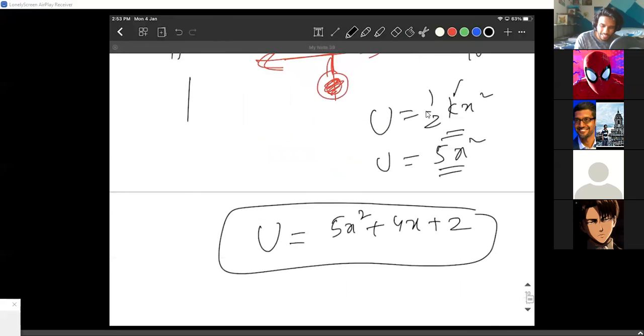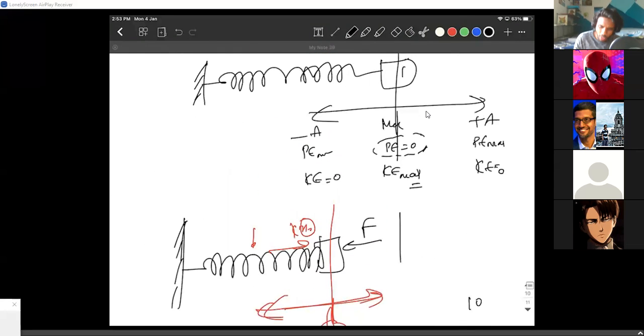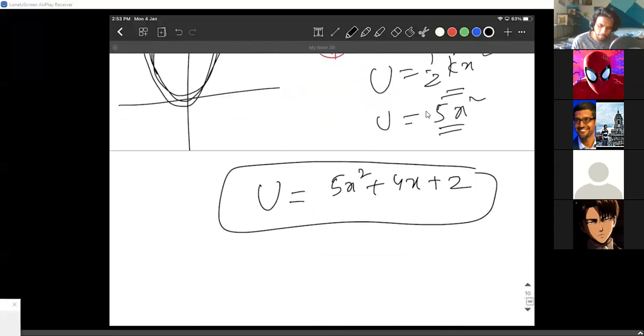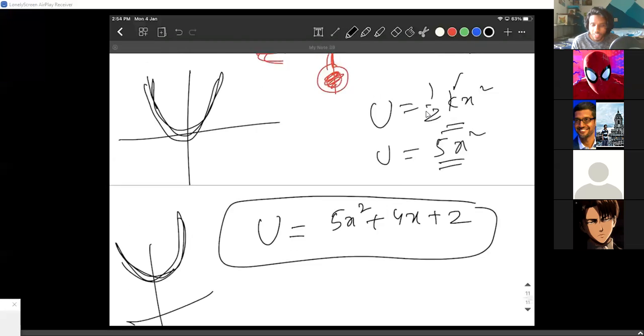Guys, is this a parabola? Yes, sir. Let me draw it properly. This is clearly a parabola. You all agree? Yes, sir. But would you say that this is not a parabola? This is also a parabola. Everything is. So that is the only difference.